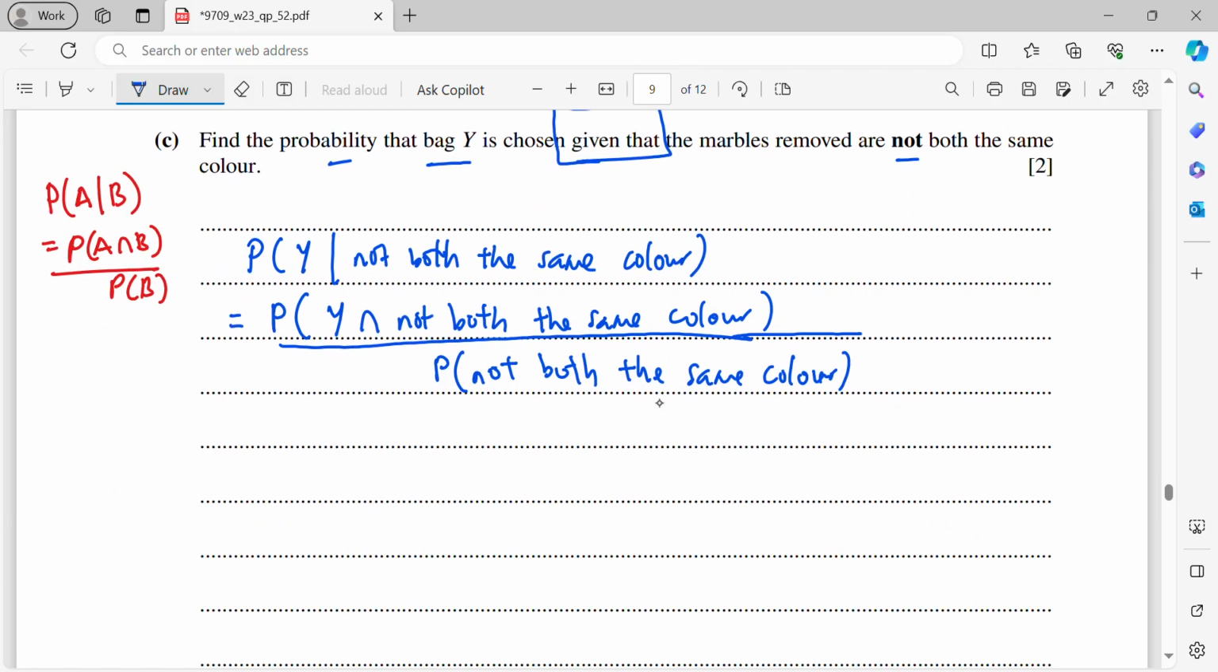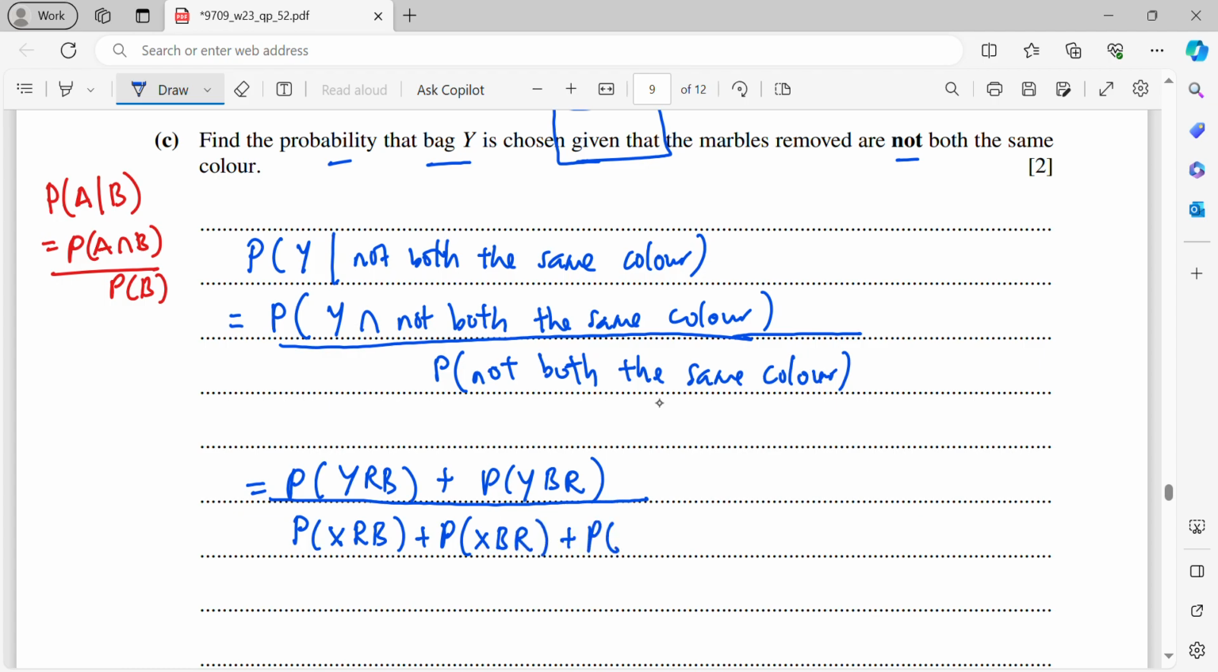Okay, so this is the definition of the conditional probability. Now, for the numerator, Y and not both the same color, that means you will be getting P(YRB) or P(YBR). Okay, they won't be the same color, and it must be from back Y. So then divided by, if not both the same color, means it could be from back X or back Y. So I consider back X first, P(XRB) plus P(XBR) plus the numerator YRB plus P(YBR).